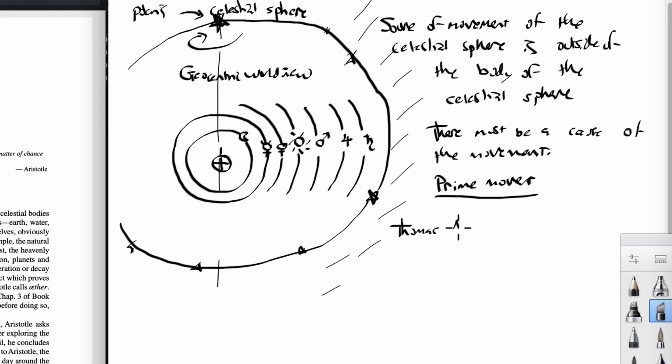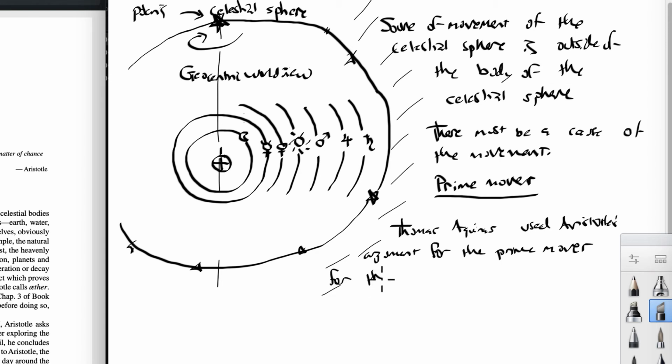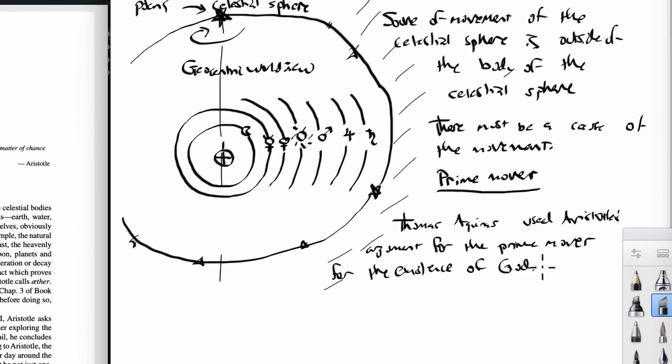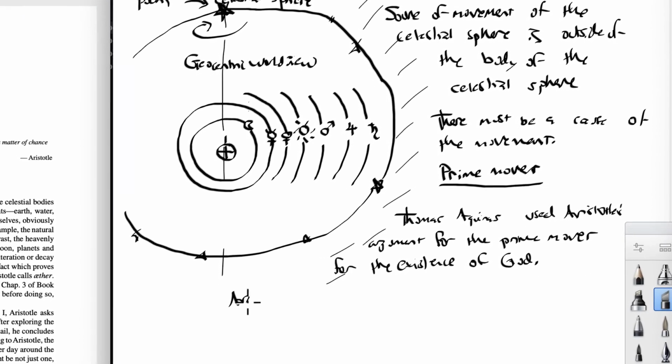So Thomas Aquinas, very famous Catholic thinker and apologist, used Aristotle's argument for the prime mover. He kind of baptized this. He kind of used this to argue for the existence of God. If someone did not believe in God, well, then this kind of reasoning would lead one to the existence, or the belief in the existence of a God. It doesn't necessarily get you to the God of Abraham, Isaac, and Jacob, but it does get you to the existence of a God. This, by the way, is the argument from motion.